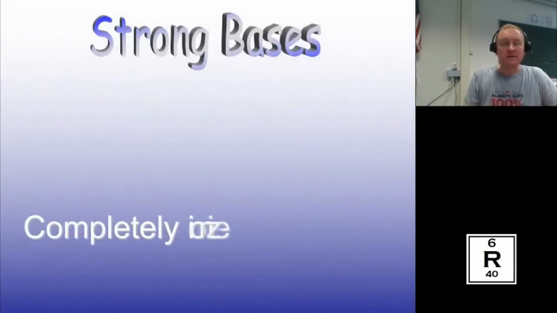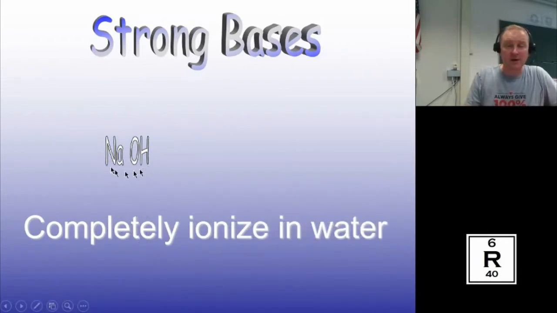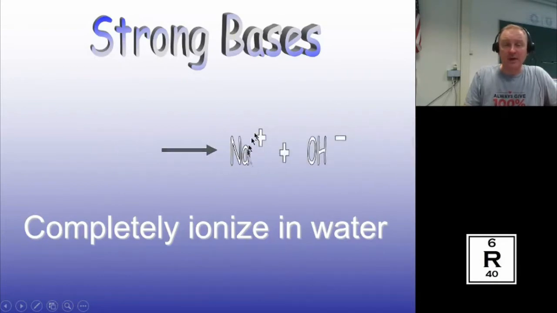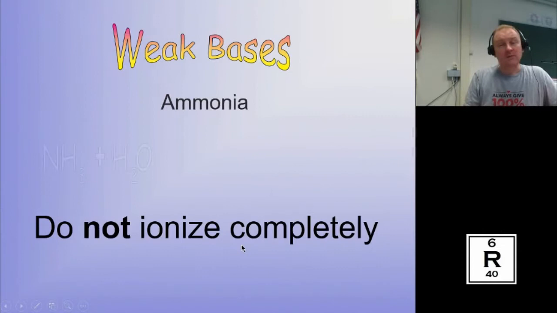All right, strong bases, just like strong acids. Strong bases completely ionize, so sodium hydroxide. If you put solid sodium hydroxide in water, it will completely ionize into the sodium ions and the hydroxide ions. There is no equilibrium. It will not associate back and form this solid. So that is the definition of a strong base. It's just like a strong acid. It completely dissociates, and you'll have a one-way arrow here, where a weak base will have a double arrow.